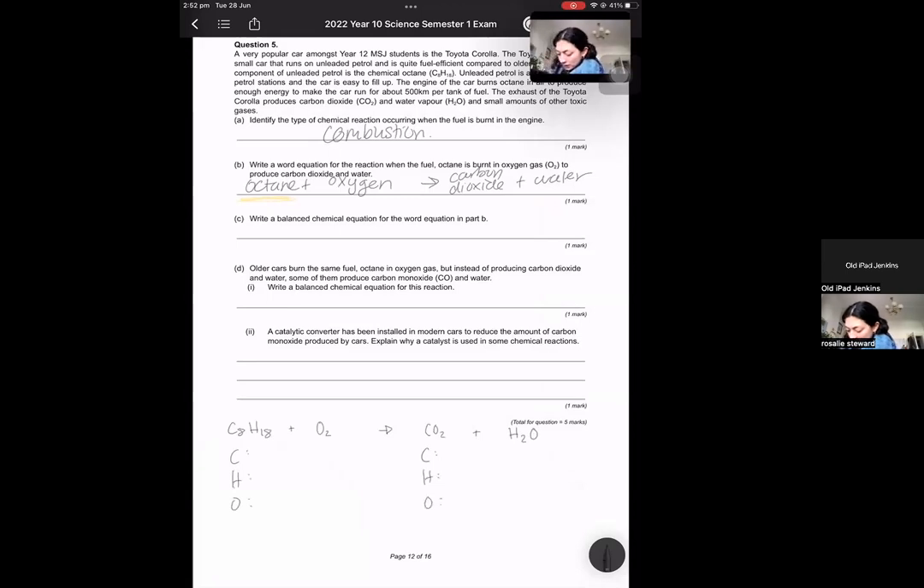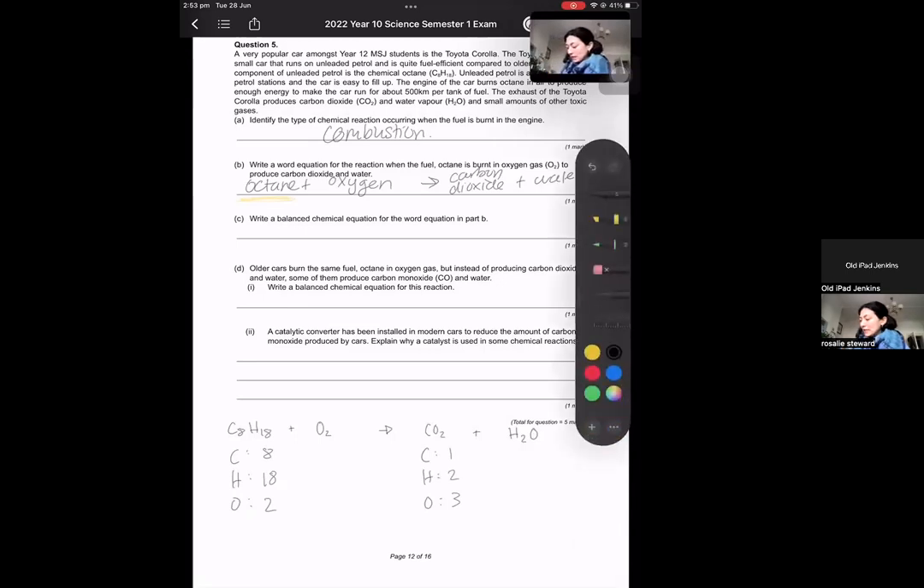Okay, so how many carbons on the left? 8. On the right, we have just 1. On the left-hand side, we have 18 hydrogens. And on the right, we just have 2. On the left, we have 2 oxygens. On the right, we have 1, 2, 3. Okay, so we have to do some balancing here. I'm going to use a different color just so I can see exactly what I'm doing.